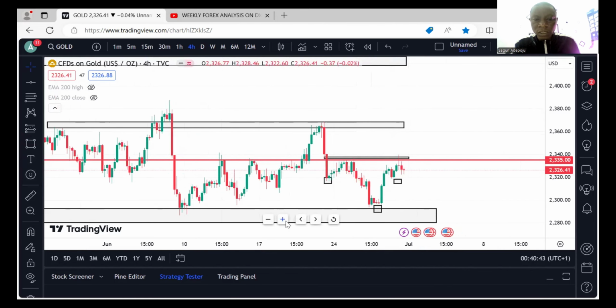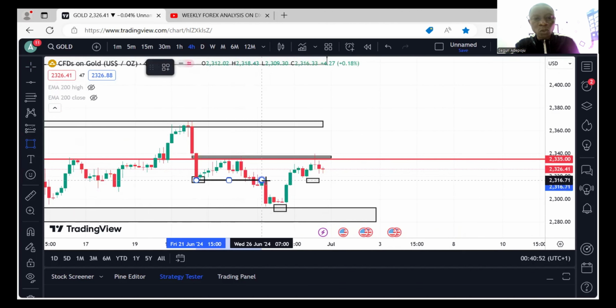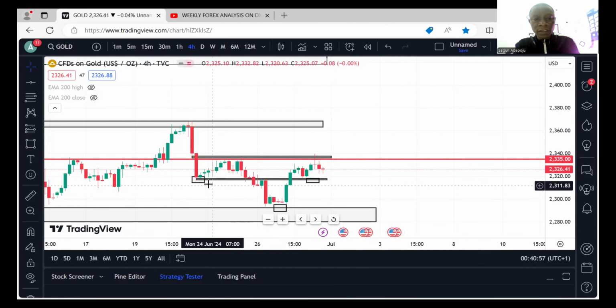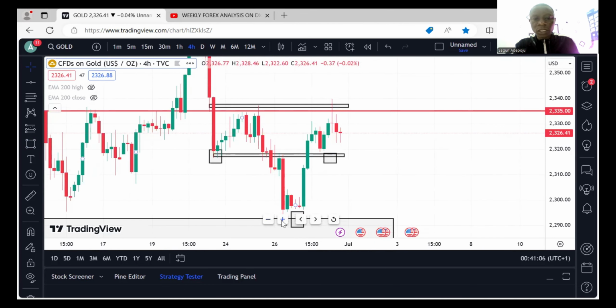Then in case you want to sell, you have to wait for the candle to close below the two shoulders, both left and right, around this place. So if you break below, then you can look for opportunity to sell.